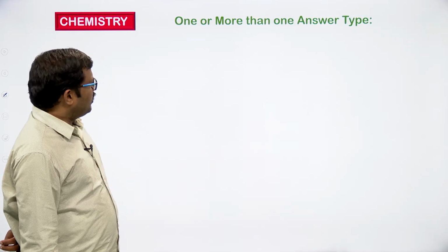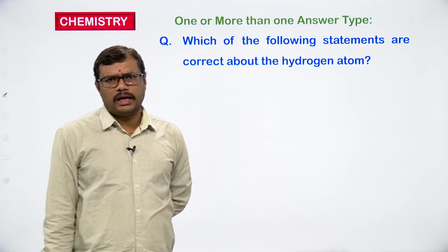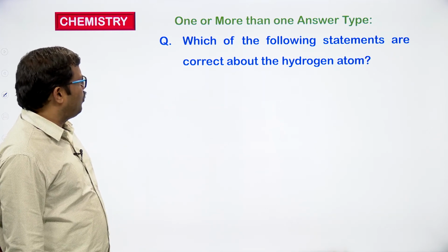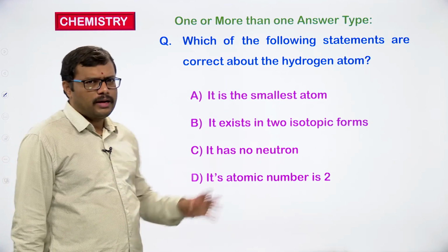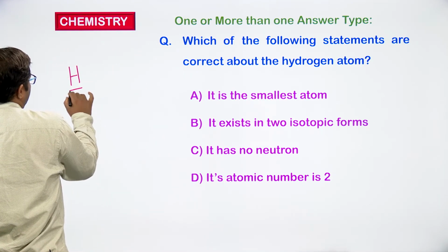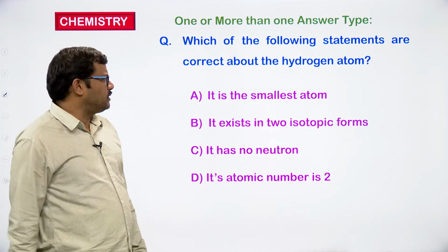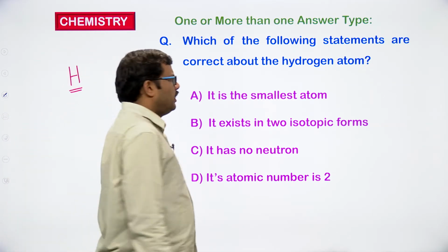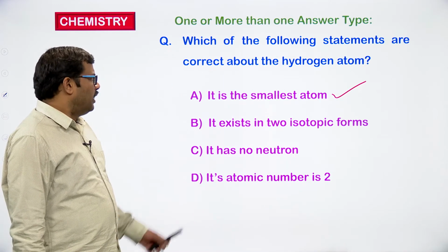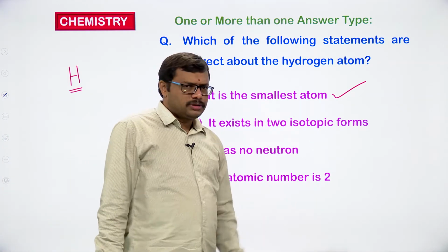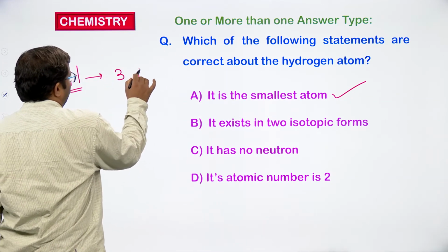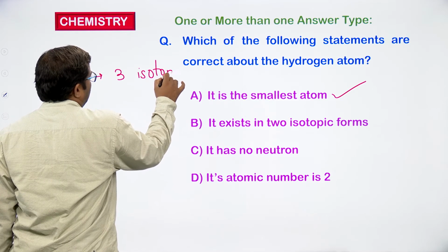Coming to the next one, one or more than one correct type answers. Which of the following statements are correct about a hydrogen atom? Hydrogen, H, it is the smallest atom. Yes, hydrogen is the smallest atom, that is correct. It exists in 2 isotopic forms. No, hydrogen exists in 3 isotopic forms. Hydrogen exists in 3 isotopes.